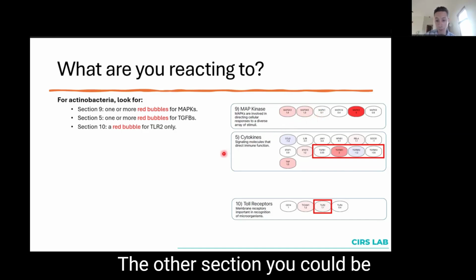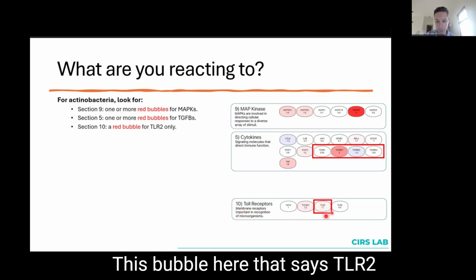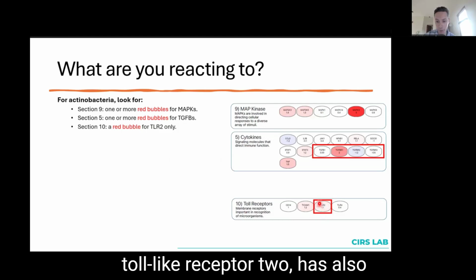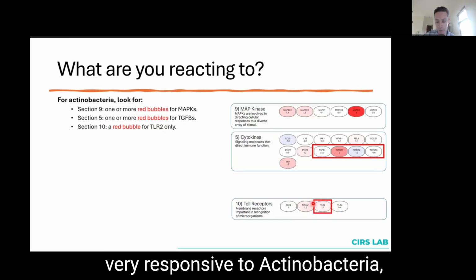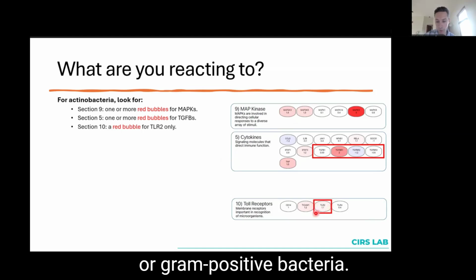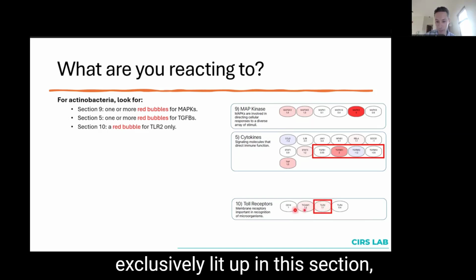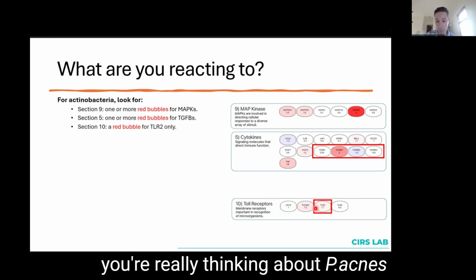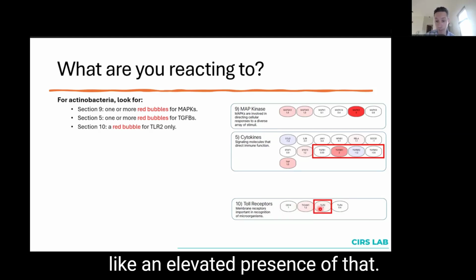The other section you could be looking at here is section 10. This bubble here that says TLR2, Toll-Like Receptor 2, has also been flagged or identified as being very responsive to actinobacteria or gram-positive bacteria. Specifically, if this section is showing up exclusively lit up, you're really thinking about P. acnes in the skin and the body, and there's an elevated presence of that.